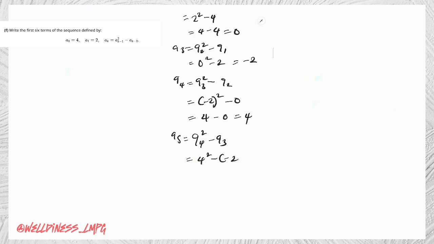Now our A5 is A4 squared minus A3. So A4 squared will give you 4 squared minus minus 2. So 4 squared will give you 16, then minus times minus 2 will give you plus 2. So 16 plus 2 will give you 18. So our first 6 terms are 4, 2, 0, minus 2, 4, and 18.